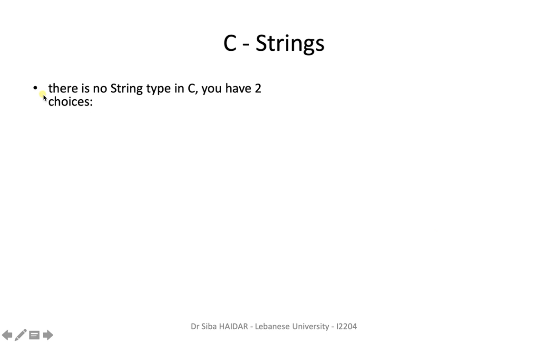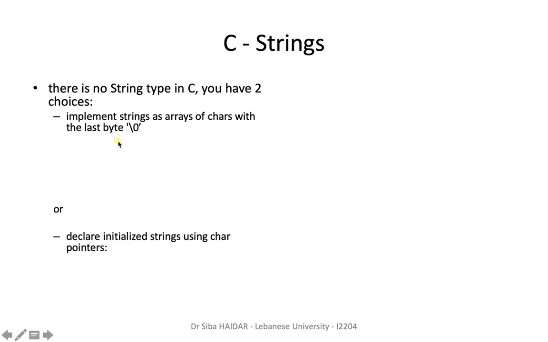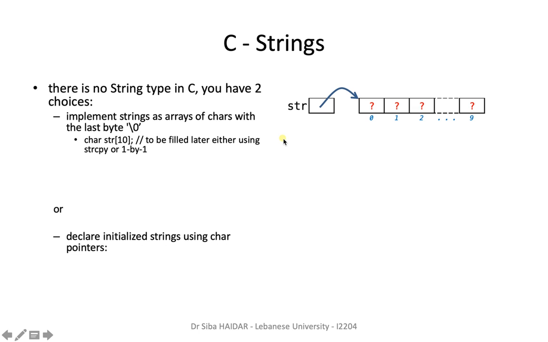So in C, there is no string type. You have two choices: either implement strings as arrays of characters with the last byte being the \0, the null character, or declare and initialize strings directly using char pointers. So let's explore these choices.